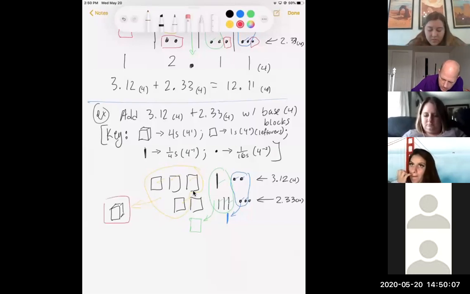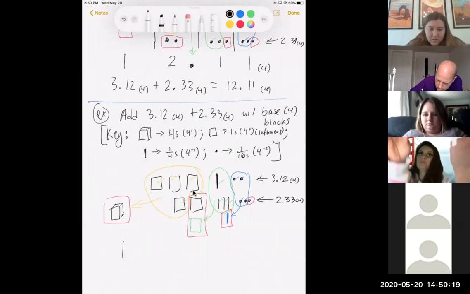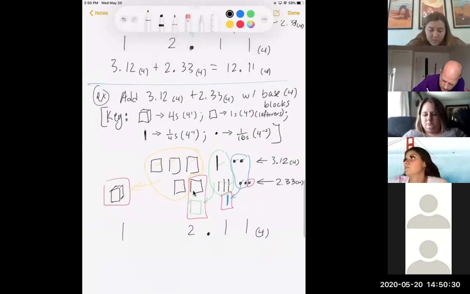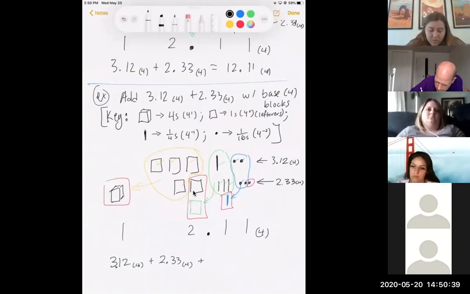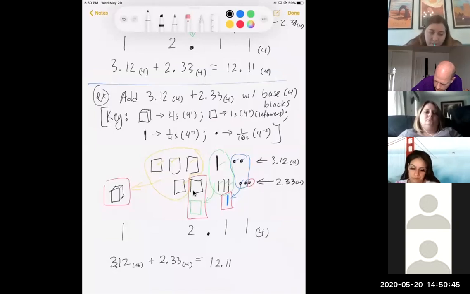So in the end, I have 1 big cube, 2 flats, 1 rod, and 1 little cube. Okay, so that makes 1, 2, 1, 1. Decimal is going to be right here. Base 4. And again, in summary, we have 3.12 base 4 plus 2.33 base 4 equals 12.11 base 4. Okay, that's all we got. Done.